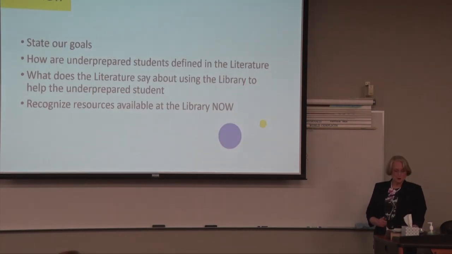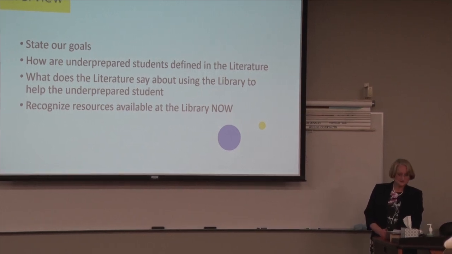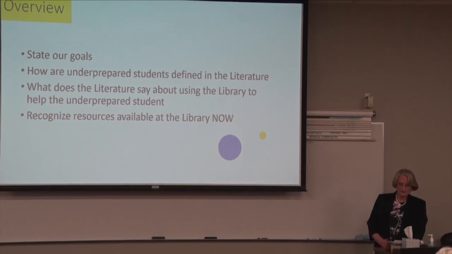I will take a four-pronged approach today. I will state our overall goals for our students, and then look at the literature to focus on the characteristics of the underprepared student. I will then move on to looking at the literature on the benefits of using the library to reach and teach our underprepared students. And to close out the presentation, I will introduce you to the resources available from our library.